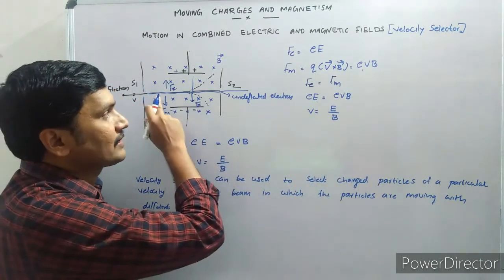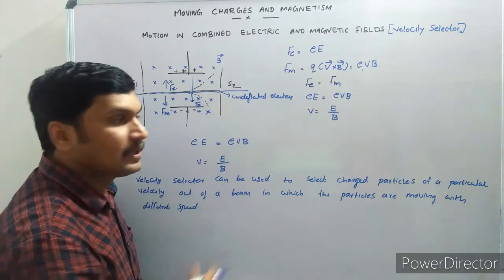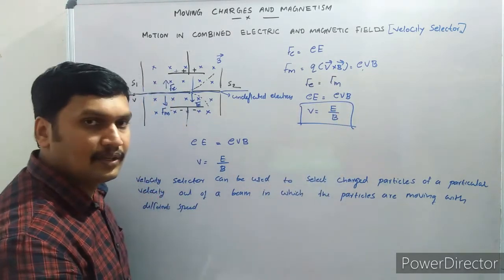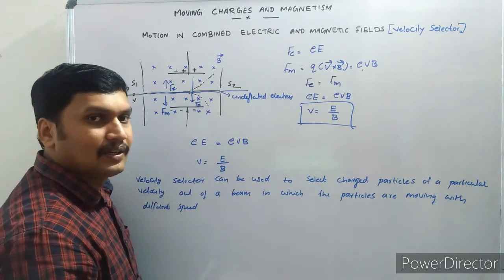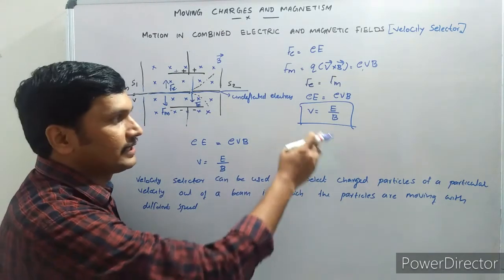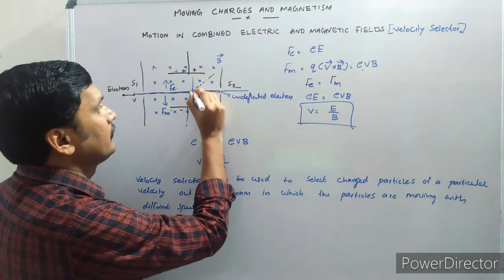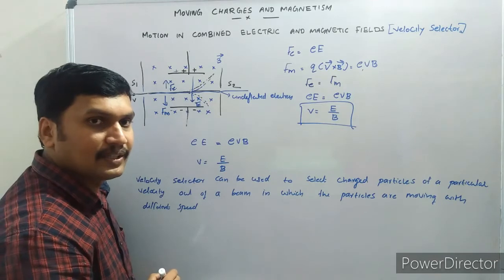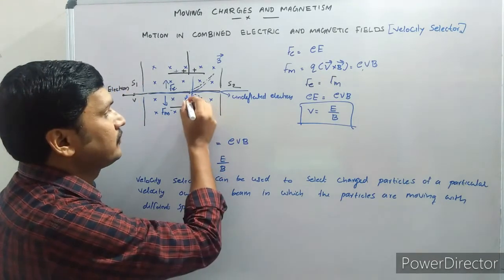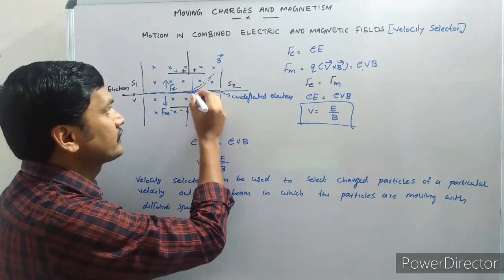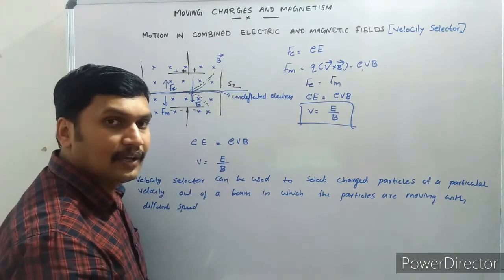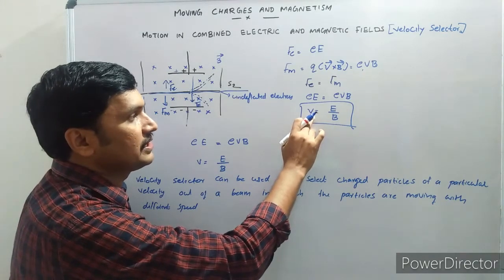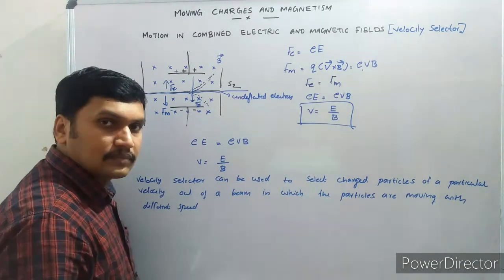So the electrons which come out through the slit S2 have a velocity V is equal to E by B. All other electrons having a velocity other than V equal to E by B will be deflected either by magnetic force or electric force. If magnetic force is more, it will be deflected downward, and if electric force is more, it will be deflected upward. And if it is not deflected, such charges have a velocity V is equal to E by B.